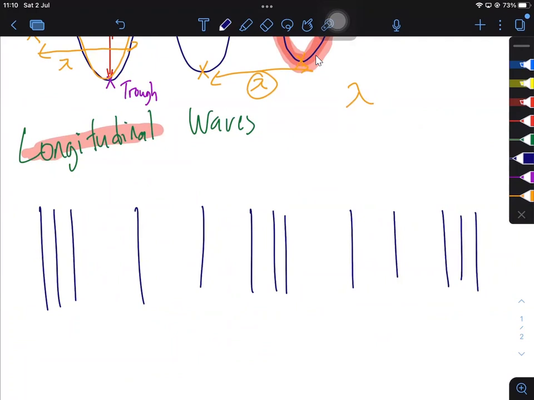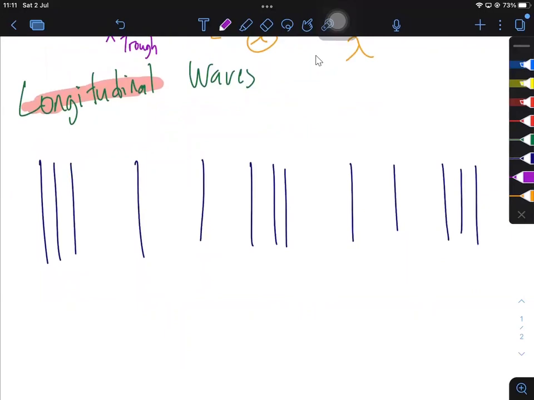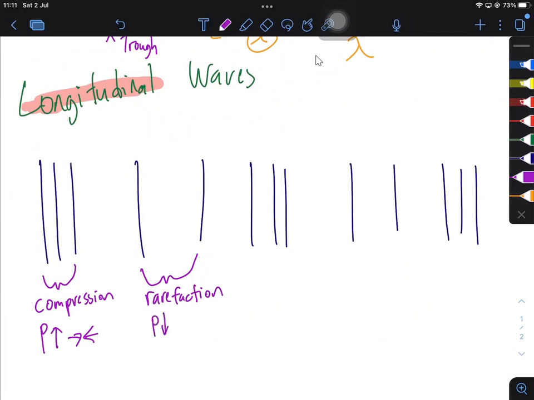Okay, but that's not important. The important part here is the labeling part. The sound wave will consist of two main parts, the compression. This part here is known as compression. It is basically a region where the pressure is relatively higher. That's why the particles are much closer together. Whereas this part here, where you can see that the waves are further apart, is known as rarefaction. Rarefaction is basically a region of lower pressure. That's why the molecules are further apart.